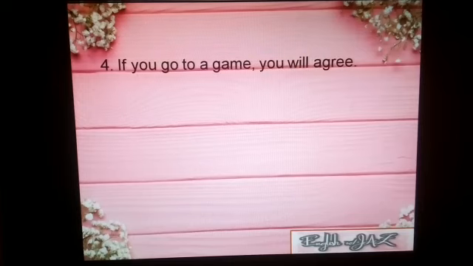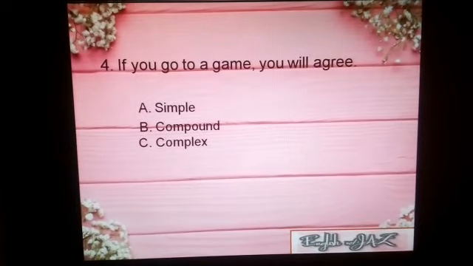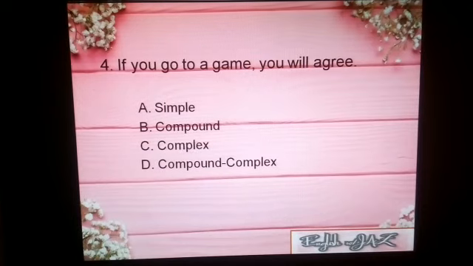Let's have sentence number 4. If you go to a game, you will agree. So this time, let's see what type of sentence this is. We have our subordinator if, which makes if you go to a game a dependent clause, and you will agree is our independent clause. So this one is an example of a complex sentence.